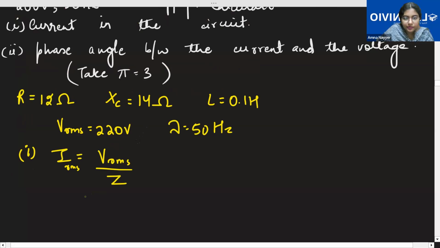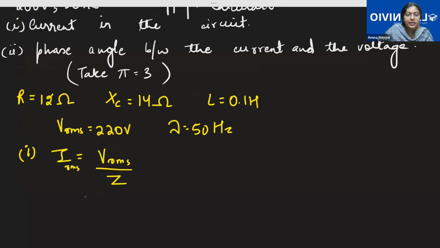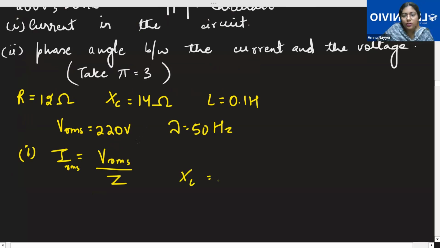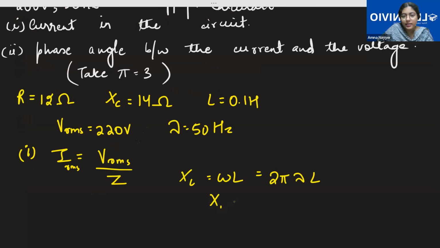Yes, 2 pi frequency into L. Very good, Ali. Correct. XL is equal to omega L. Omega is not given, so we are going to move to 2 pi nu L. XL is equal to 2 pi, it says take pi as 3, frequency is 50, inductance is 0.1.